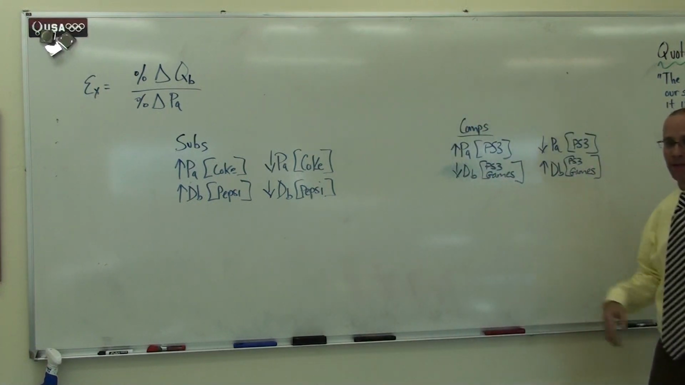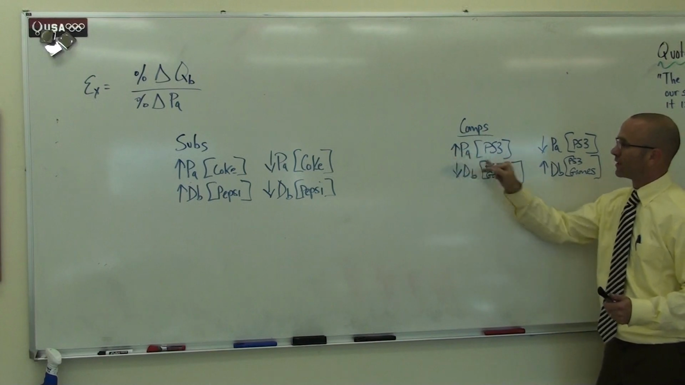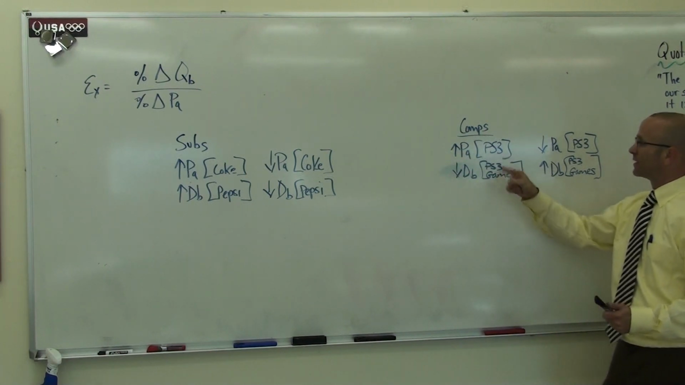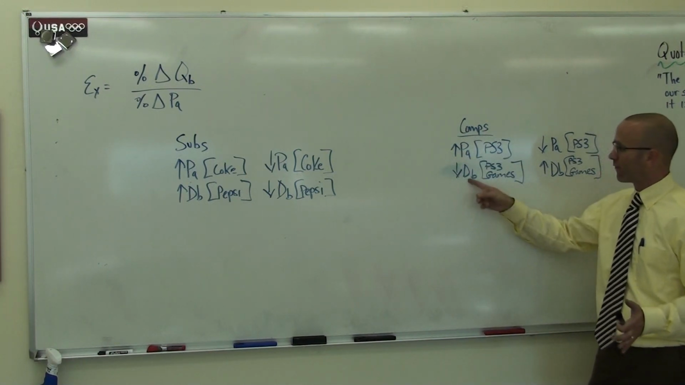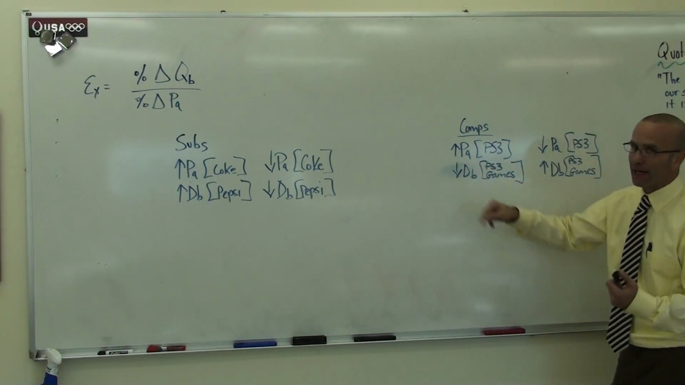Now we got complements. These are easy too. If the price of PlayStation 3s goes up, the price of A goes up, well, what happens to the demand for PlayStation 3 games? Demand for B. Well, the demand for B goes down. Alright, check it out. Negative relationship.